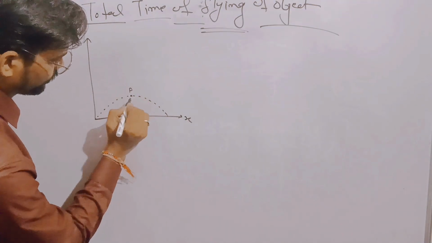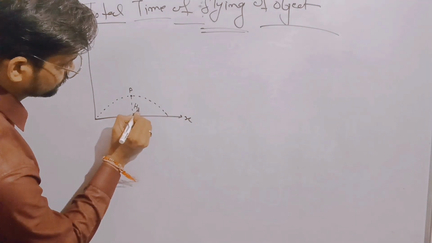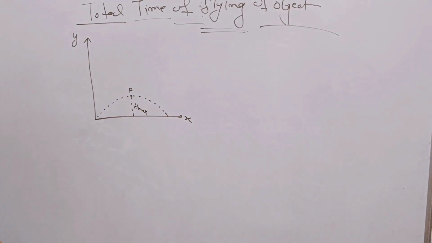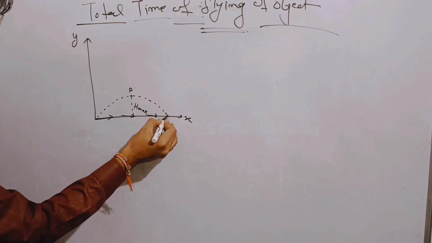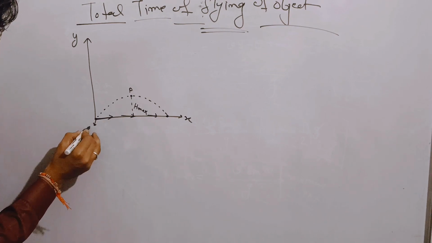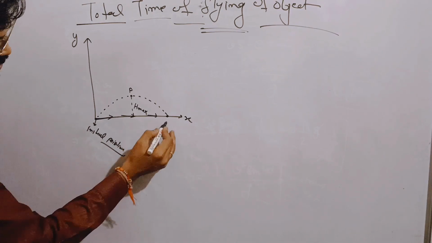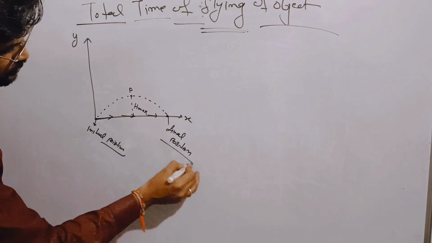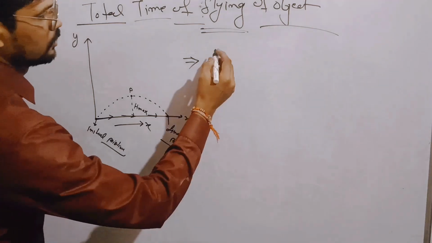This is the point P, the maximum height point, h maximum. An object is moving in the x direction. This is the range, the maximum range, the maximum horizontal distance of the object from its initial position to the final position. So this is the x direction.